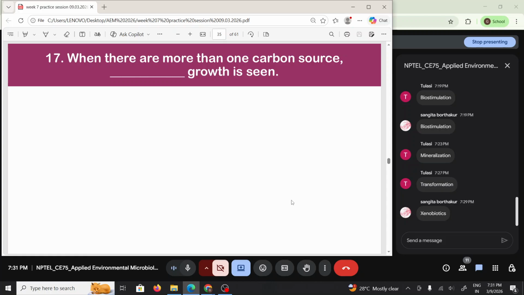for the microorganism. When you have more than one carbon source, you have a lag phase, log phase, again a lag phase, log phase, and then it goes to stationary and then decline. So this is a typical representation. If that graph is given to you, what do you call it?